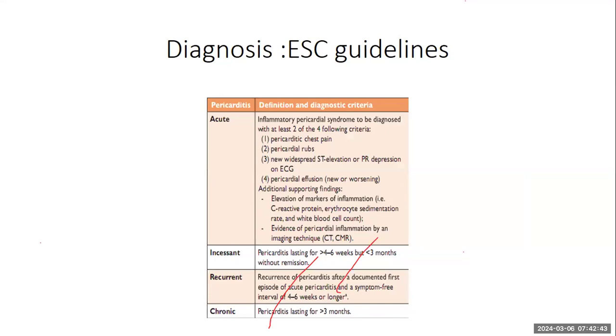And we have new ST elevation and pericardial effusion, either new or worsening. An additional thing that I want to do is check for biomarkers of inflammation, C-reactive protein, ESR, and also in patients that have chronic pericarditis, or when we think of complicated pericarditis, we want to start considering doing a CT or cardiac MRI. Next slide, please.